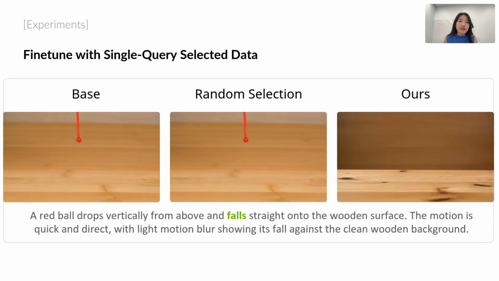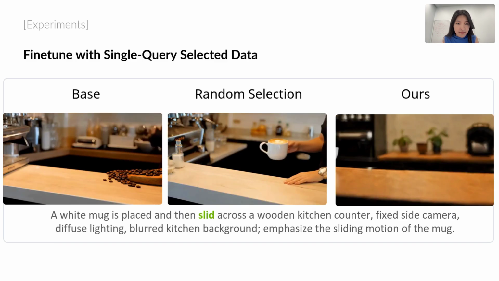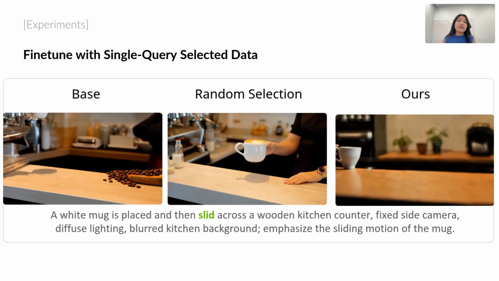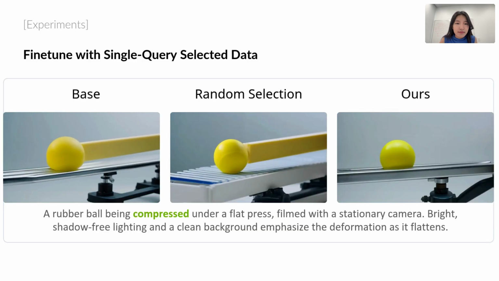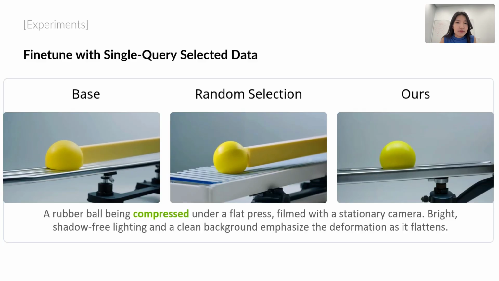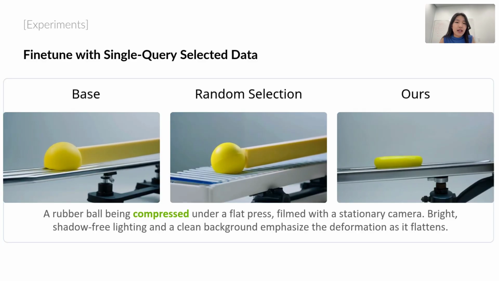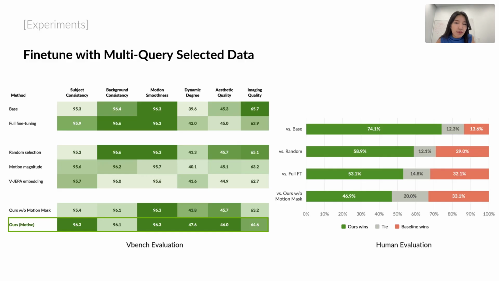And here are more samples of free fall, sliding, and finally compress. So we further scale to multi-query curation, selecting 10% of data with Motive against full fine-tuning and other baselines.